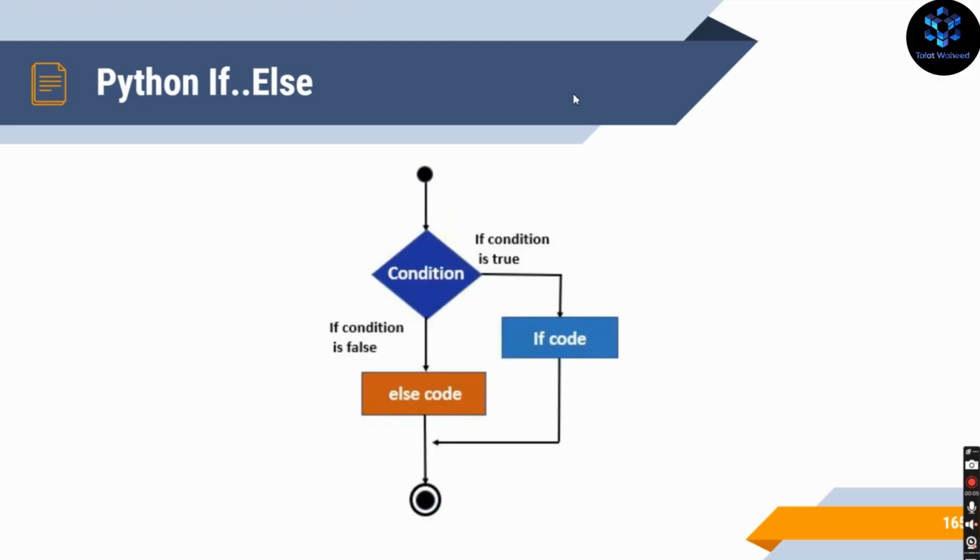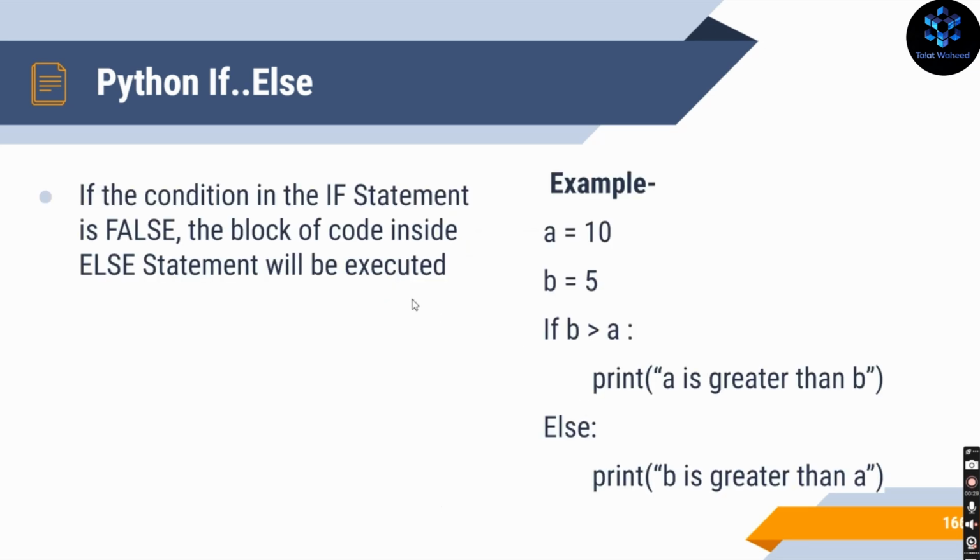In the previous video I told you about the if statement. Today we are discussing the if else statement in Python. As we can see here in the image, here is the condition. If the condition is true, then the if block code is executed, and if the condition is false, then the else block code is executed. If the condition in the if statement is false, the block of code inside the else statement will be executed.